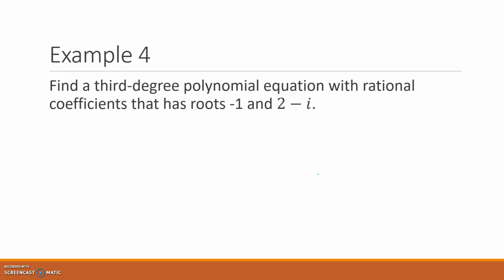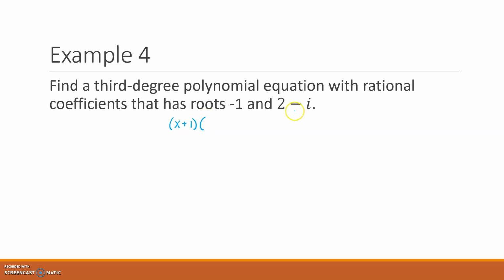All right, so now we are going to find a third degree polynomial that has rational coefficients with roots -1 and 2 minus i. Now it's a third degree polynomial, so that means I need 3 factors. Thinking back to lesson 6.2, I've got -1, so when I write the factor for that, it's going to be x plus 1.